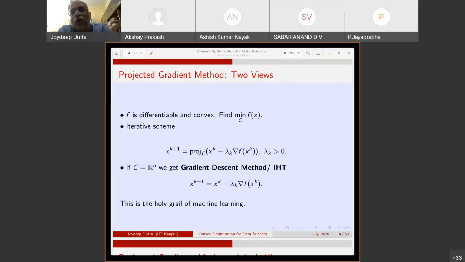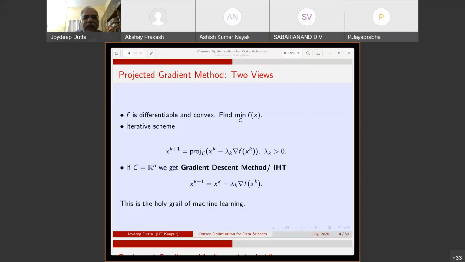Oh, okay. Let us assume for the moment that C is Rn. When C is Rn, the point is projected back to the same point. Projection is nothing. You have a set and then you have a point outside and you are dropping a perpendicular on the set. The point where it hits the set is called the projection point, and that is the nearest point of the set from the given point outside.